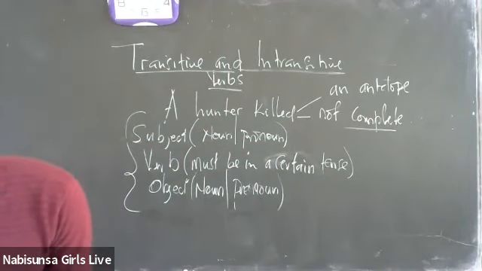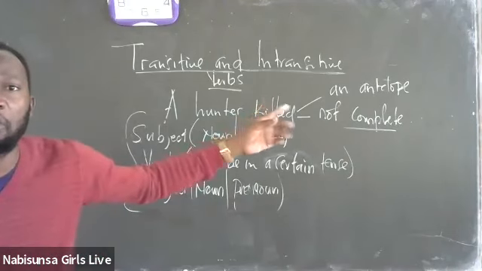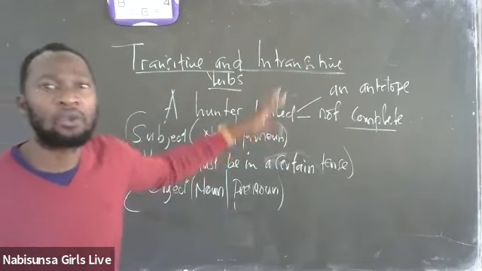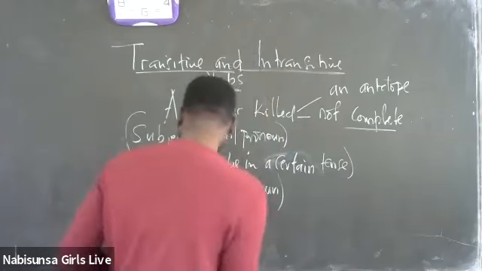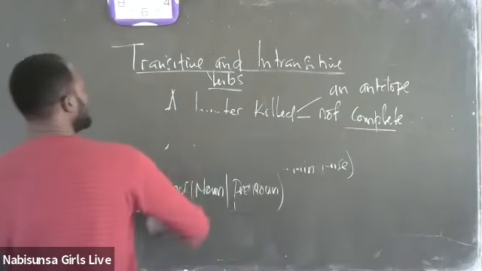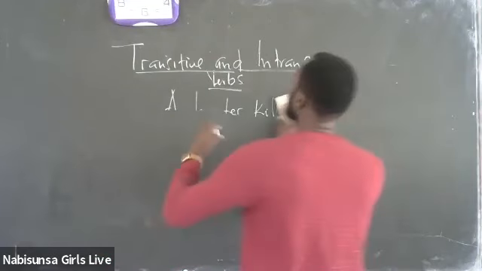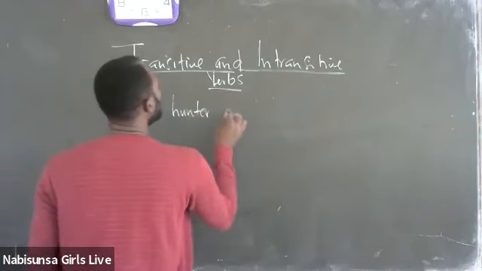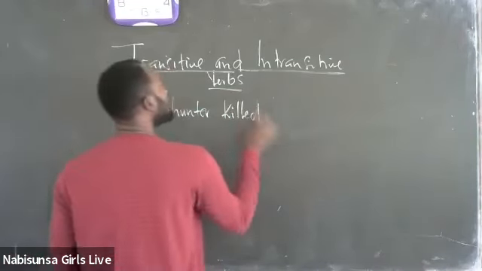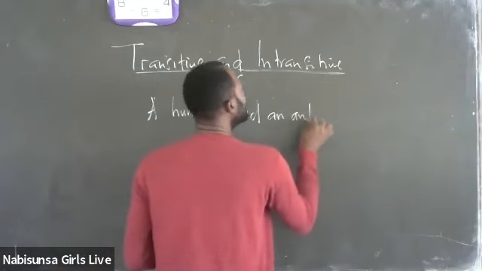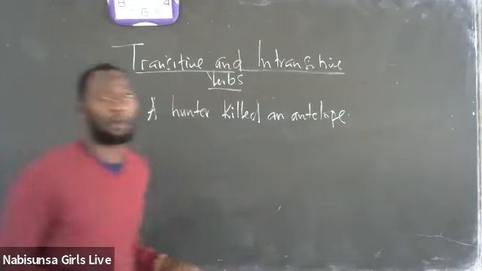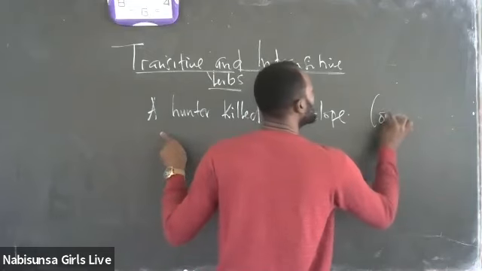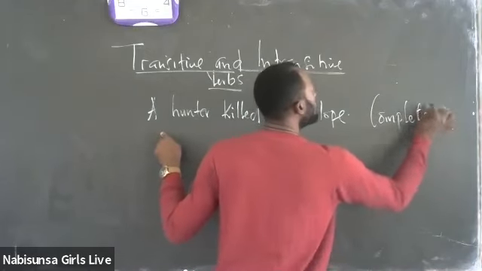So in the statement, we have said that where a hunter killed an antelope, this has made the sentence complete. Actually, let me rub this off, and then we have a complete sentence. A hunter killed an antelope. You see that? Now this one here is complete. This sentence here is complete.